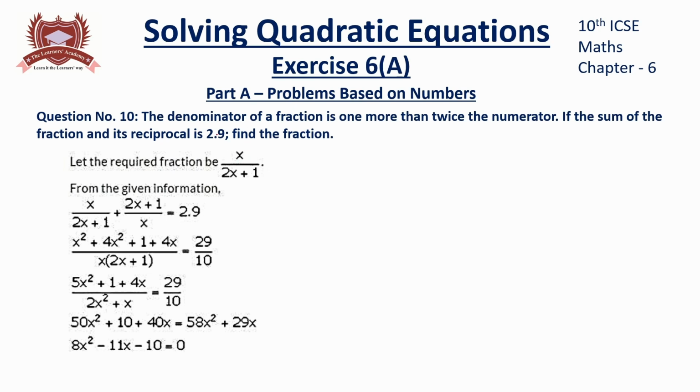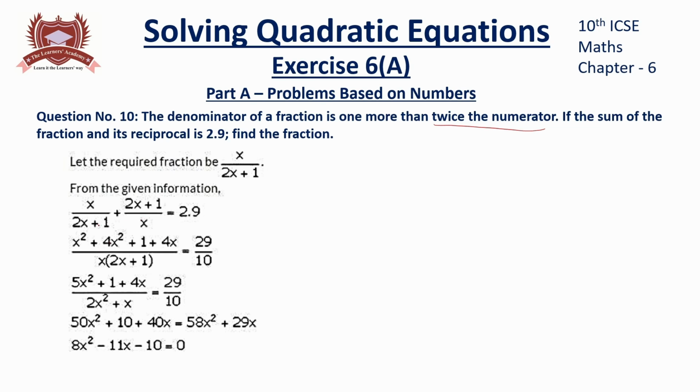So what are they telling us? The denominator of a fraction is 1 more than twice the numerator. ये बहुत important है. 1 more than twice the numerator. So अगर मेरा numerator x है तो मेरा denominator हो जाएगा 2x plus 1. तो ये हो गया मेरा ओरिजिनल फ्रैक्शन, तो उसका रेसिप्रोकल हो जाएगा 2x plus 1 upon x. दोनों को ऐड कर दिया तो I end up with 2.9.